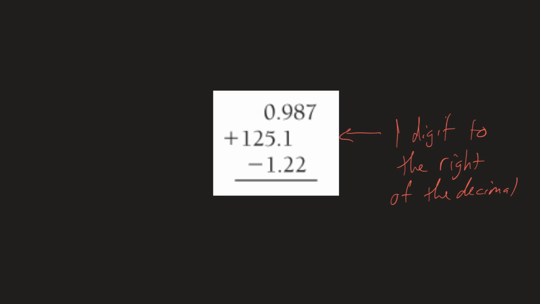So when I punch this into my calculator and do the math, 0.987 plus 125.1 minus 1.22, the calculator spits out 124.867. But I know that I can only have 1 digit to the right of the decimal, so that's going to round to 124.9 as the final answer on that one.